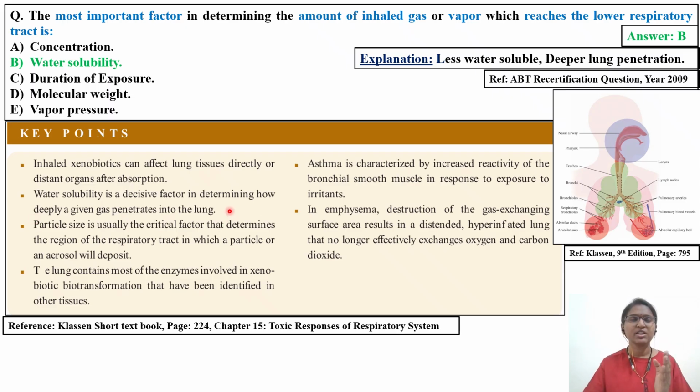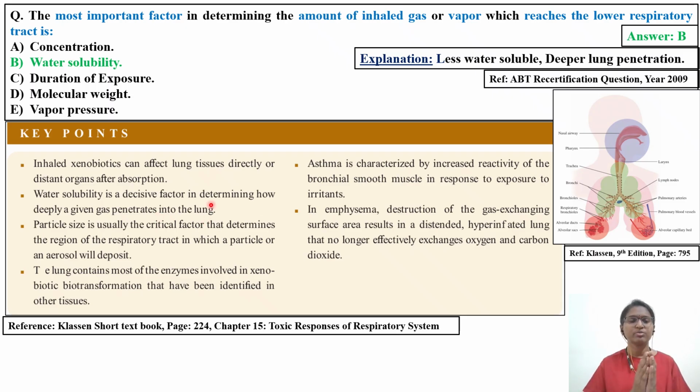Second point, key points. Sometimes it is very difficult for us to remember everything, so at least in the textbook, try to read the keynotes, diagrams and tables. If you can't remember every passage from the chapter, at least try to remember the keynotes and the tables. I am giving you an option for how to read, because we might read hundreds of pages, and if you don't remember at the time of the exam, there is no point. So, second point: water solubility is a decisive factor in determining how deeply a given gas penetrates into the lung. This is the key learning that we have to remember.